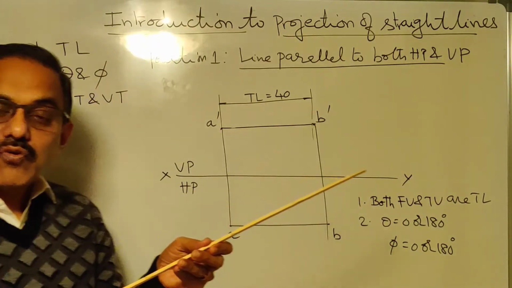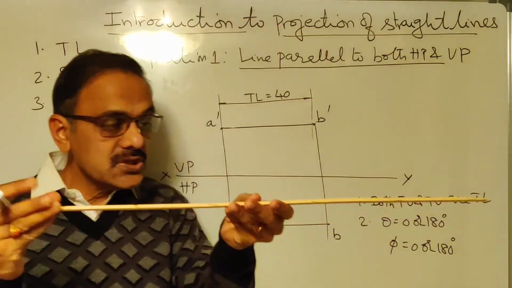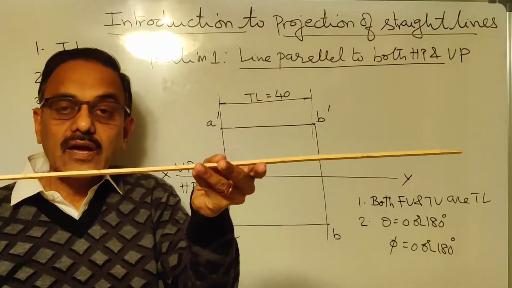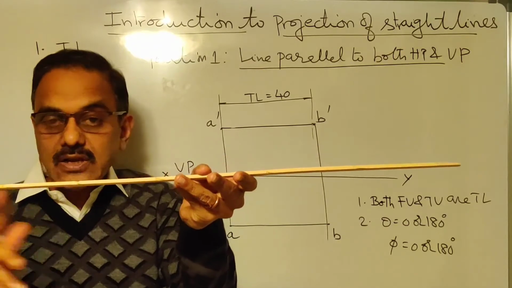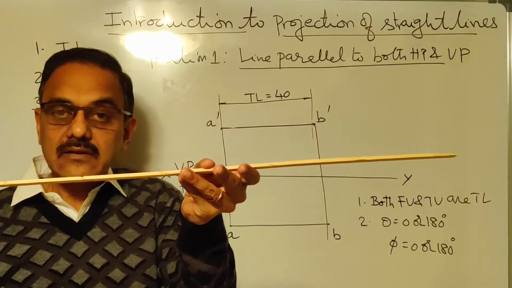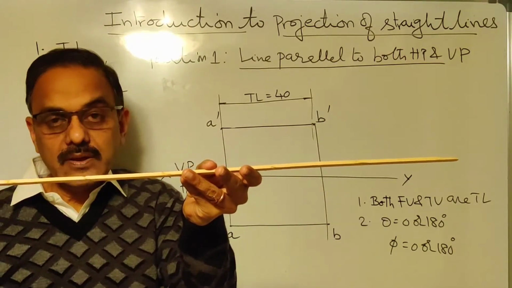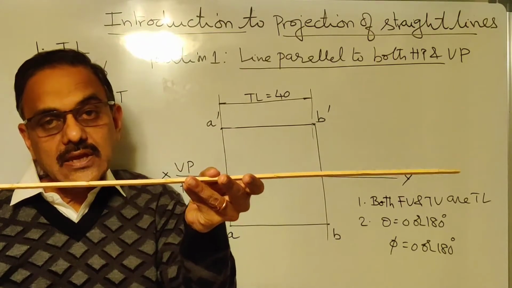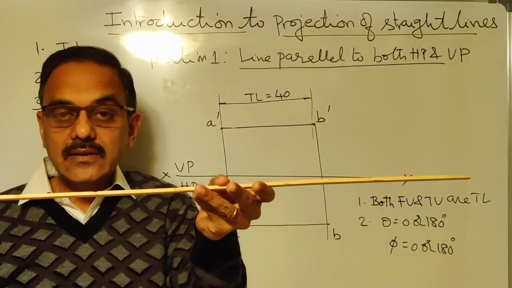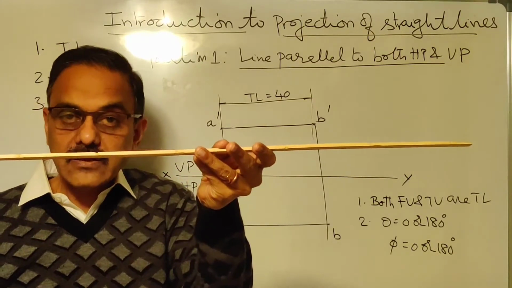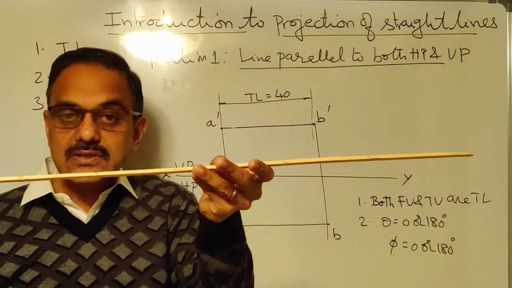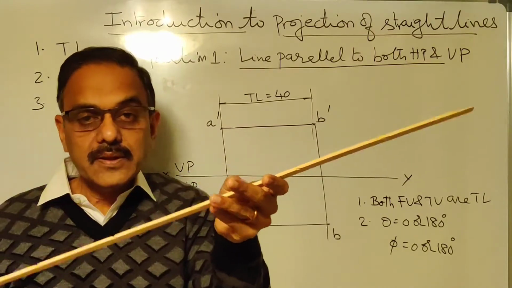So having understood what the traces are for this position of the line, can you tell me where HT and VT lie? When I extend this, it doesn't intersect either HP or VP. Okay? So I can say the traces are at infinity. Both horizontal trace and vertical trace are at infinity because the line doesn't intersect HP or VP.